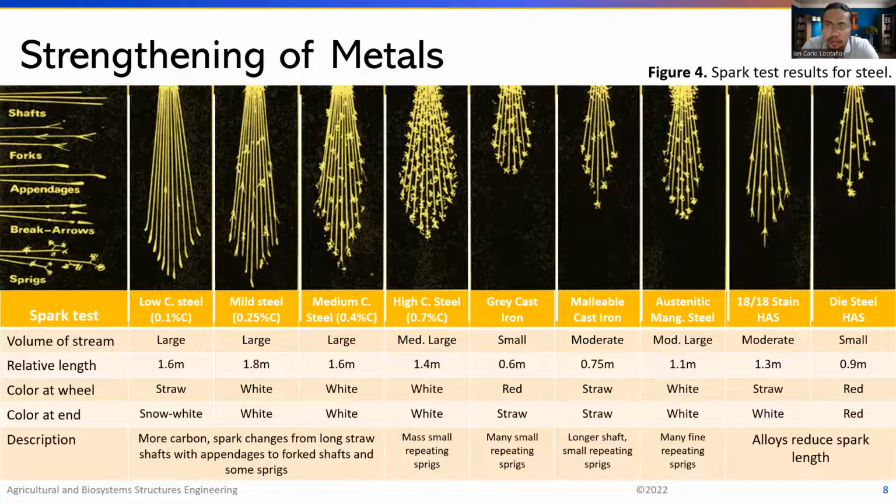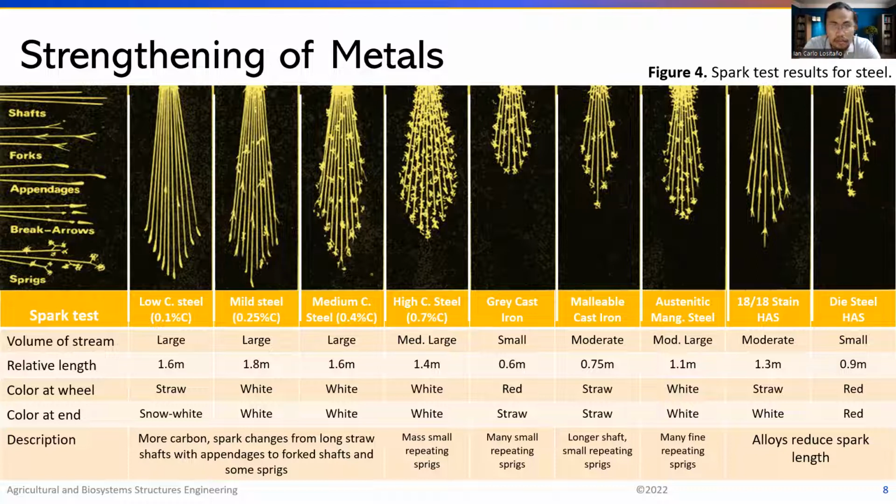Shown on the screen is the spark test for various steel metals. You have low carbon steel, mild steel, medium carbon. Again, steel is an alloy of iron and carbon with different names, from low to mild to medium to high, and gray cast iron, identifying the degree of carbon concentration. Later we'll see what this means.